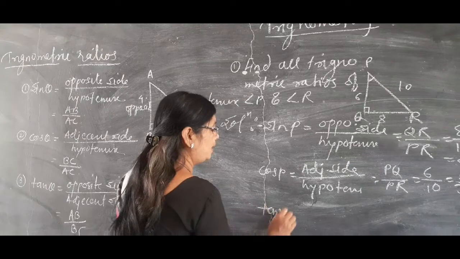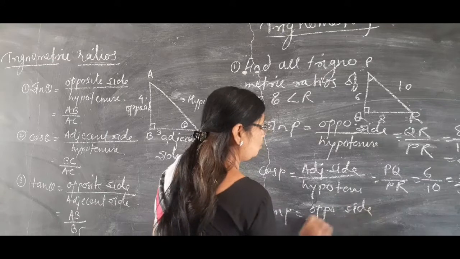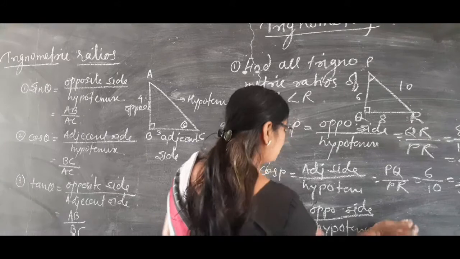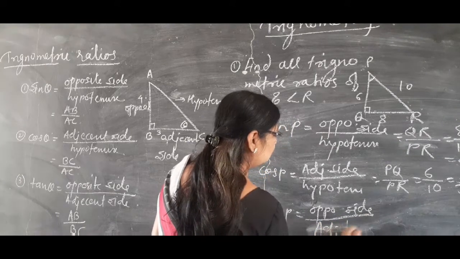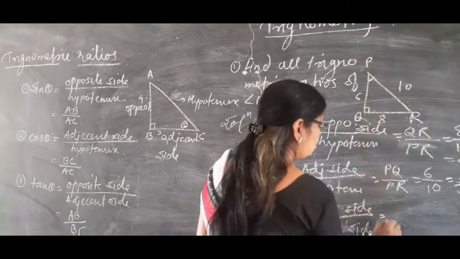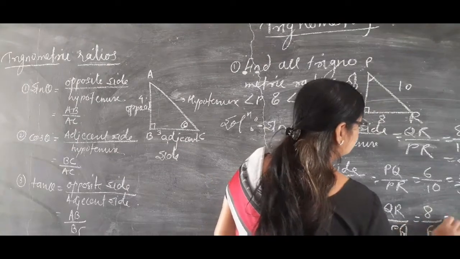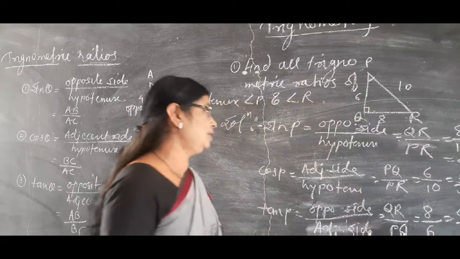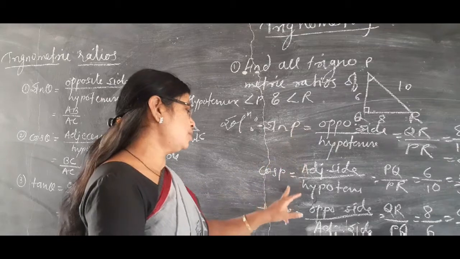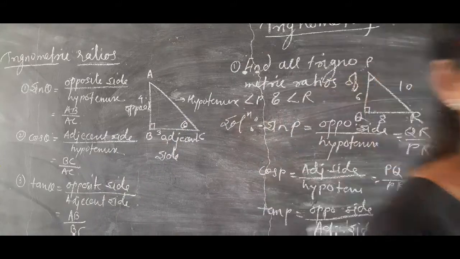Again, then you have to find out tan P. Tan P means opposite side upon adjacent side. Always write down the formula and then find the answer. So which is the opposite side? QR, and which is the adjacent? PQ. QR upon PQ, that is 8 upon 6, which means 4 upon 3. In this way you have to find the sin, cos and tan of angle P. And then you have to find the ratios of angle R.